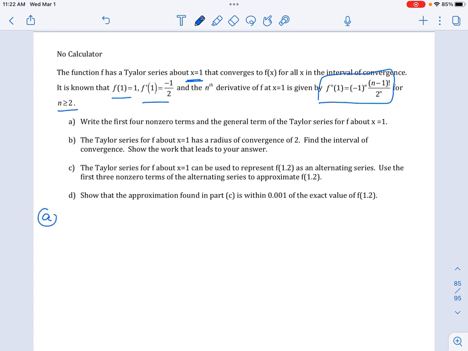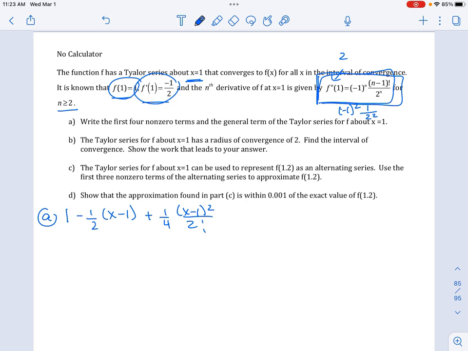Okay, first term is f of 1, which is 1. Second term is going to be the first derivative, which is 1/2, times x minus 1 to the first over 1 factorial. To get to the second derivative, we need to use this formula, and we're just going to plug in 2 for n. And if I do that, notice here, I'll go ahead and get -1 squared. It'll be 1 factorial on the top, which is really 1, and then 2 squared on the bottom, which is 4. So I'm going to write it as 1/4, and then I have x minus 1 squared over 2 factorial.